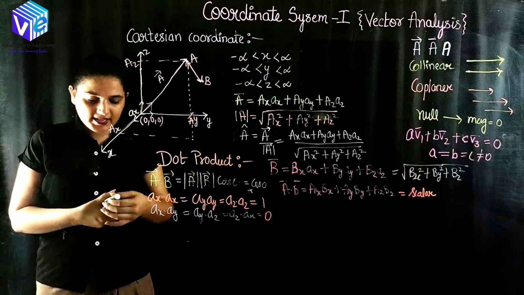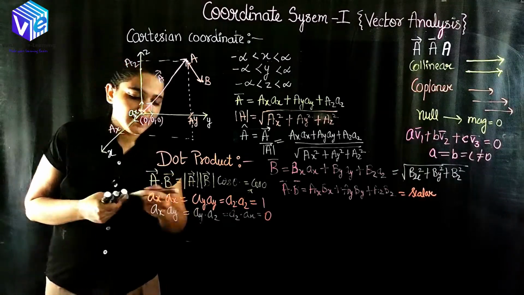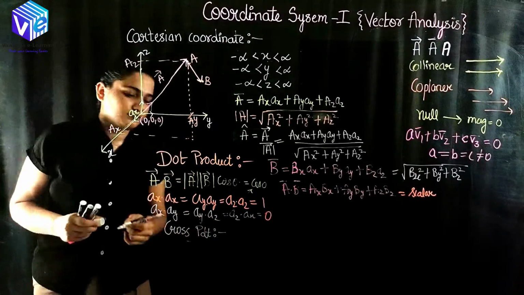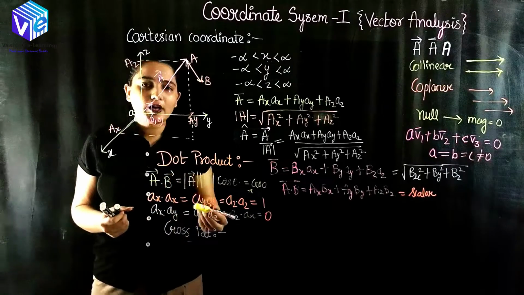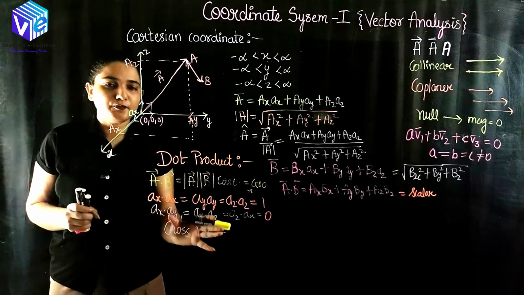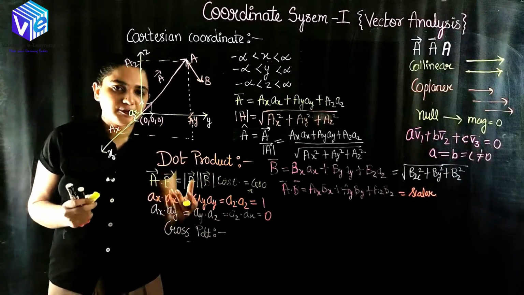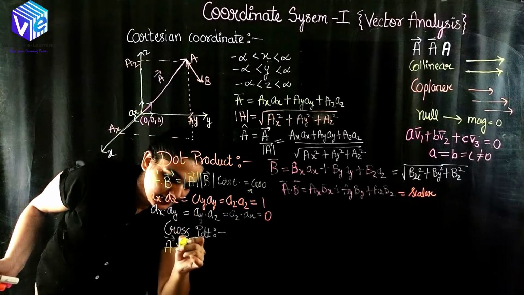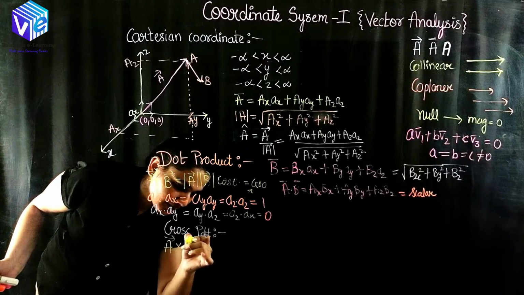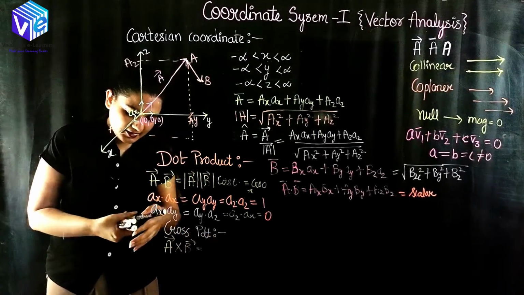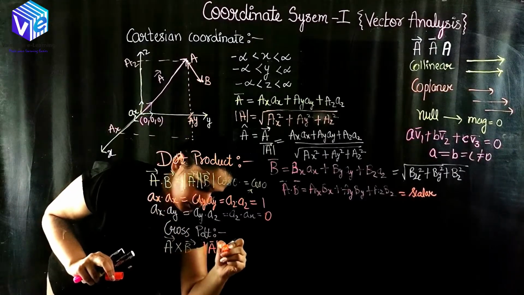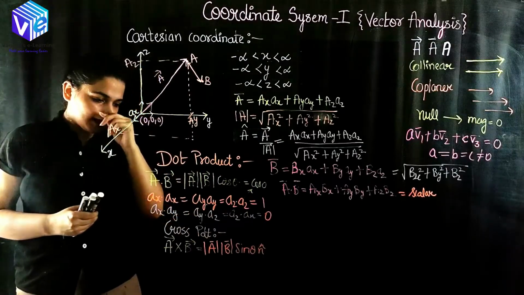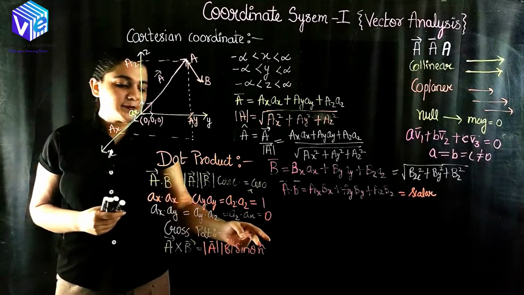So now coming to the next type of product, that is the cross product. Cross product is also called the vector product. I will be telling you where these two are used, but before that, we need to know what it is. So cross product of these two vectors is represented by a cross between them. Its formula will be equal to magnitude of A multiplied with magnitude of B multiplied with sine theta and n cap.